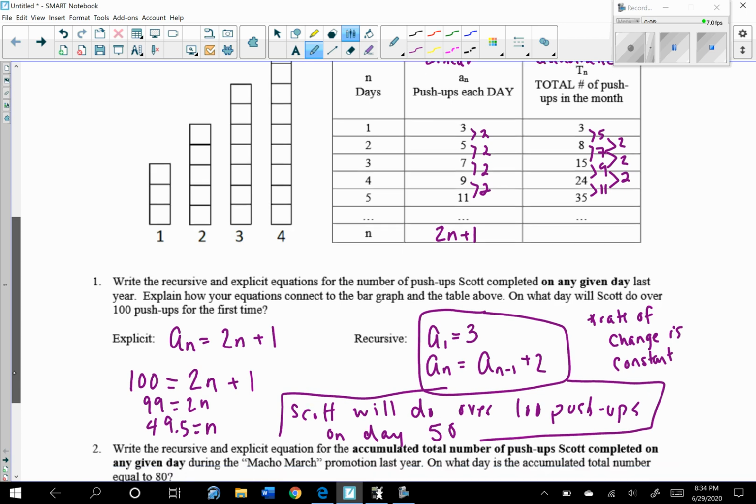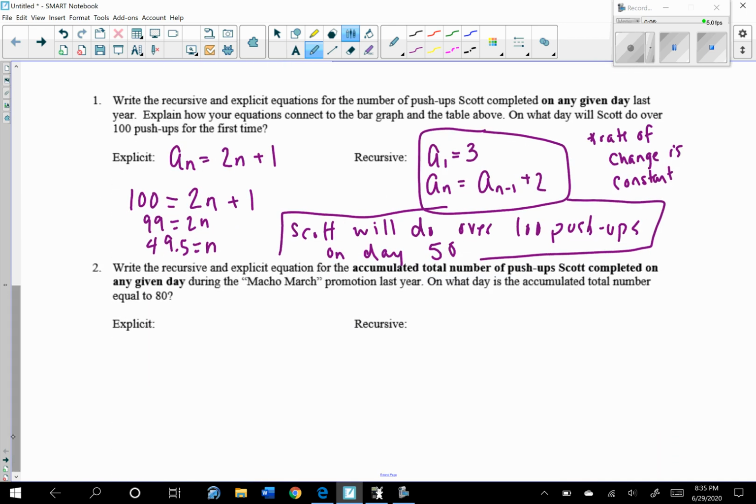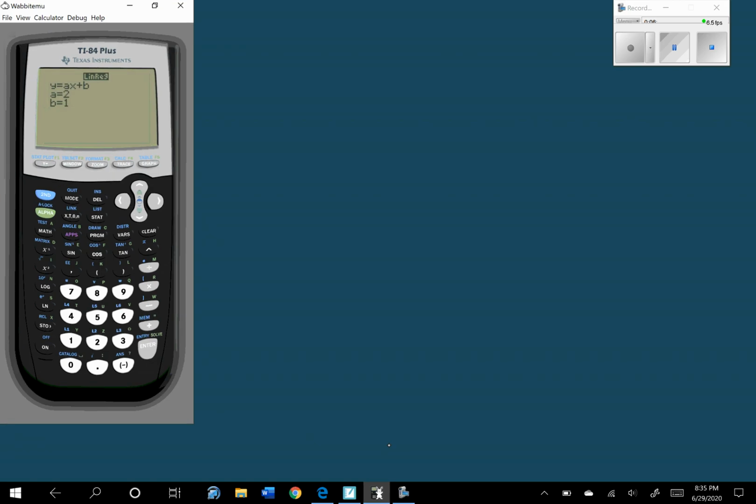And so we want to find our explicit equation. So in order to do that, remember we use our calculator. So stat, enter on edit, and we're going to keep list 1 the same, and for list 2 we're going to use those cumulative totals. So 3, 8, 15, 24, and 35.